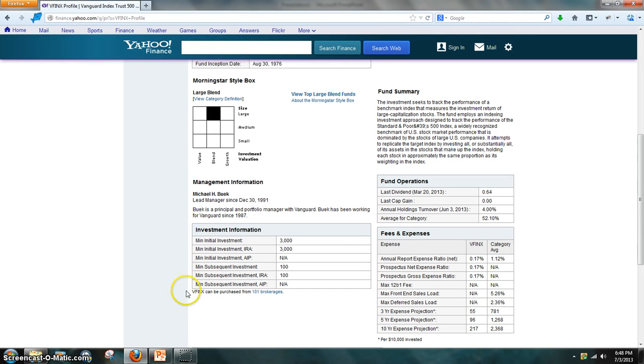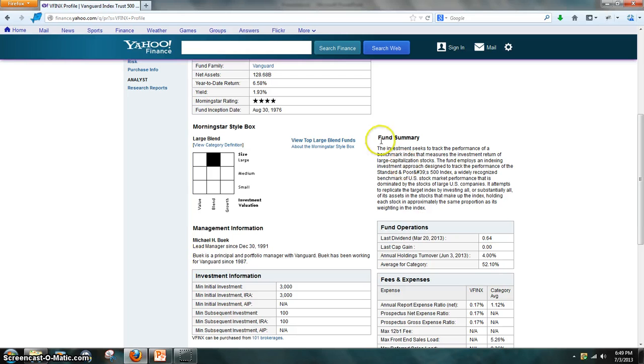Section 4, the investment information. All right, this section shouldn't come into play so much because you're investing through your 401k. This is the minimum investment for a taxable brokerage account, minimum investment for an IRA, and there's other investment options here as well. Section 5 is the fund summary.